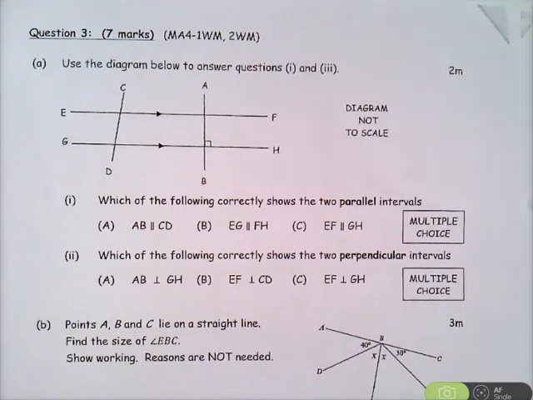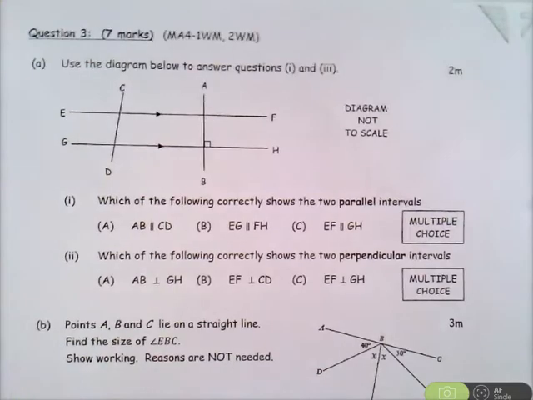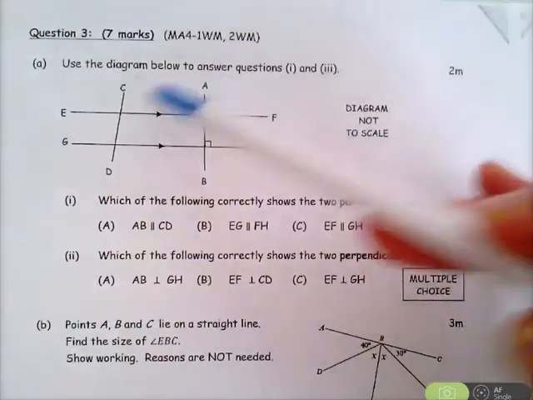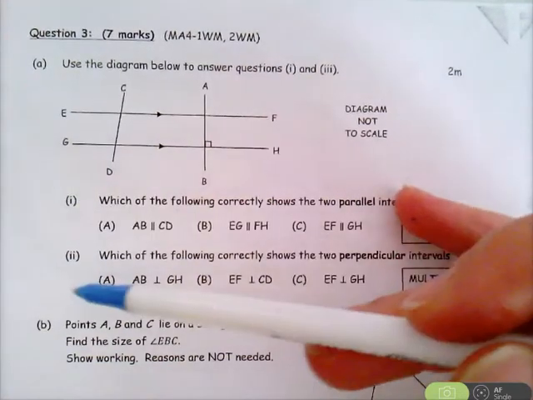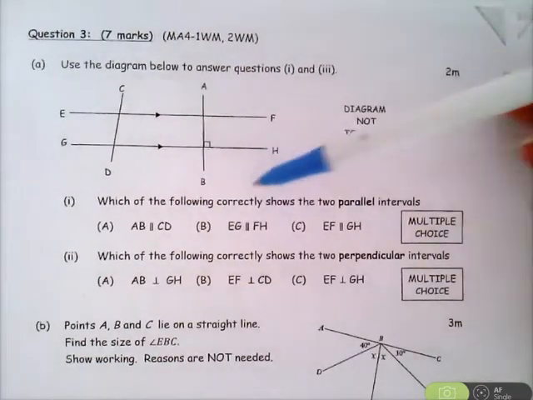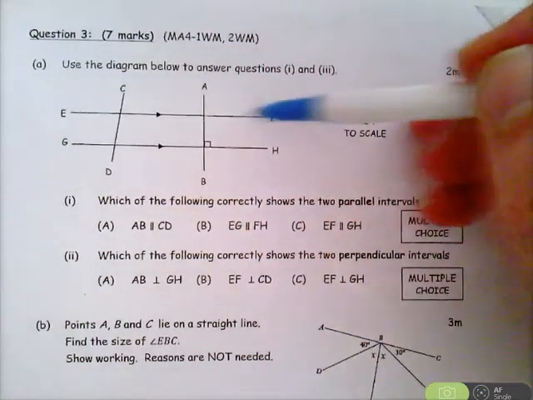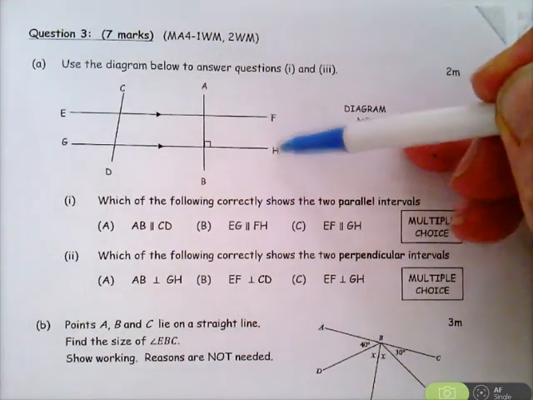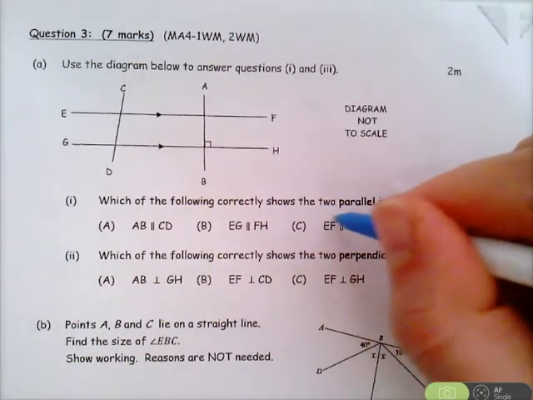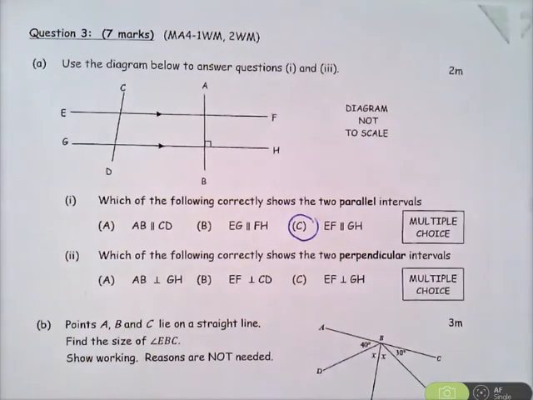Okay, now I'm going back to this paper to question 3, and then I'm going to look at question 4. This was the exam that you did, I think, either in term 3 or 2. It was the last geometry paper that you did, okay? Now, it says, use the diagram below to answer questions 1 and 2. And it says, which of the following correctly shows the 2 parallel intervals? Now I can see that EF and GH are parallel. So I'm looking for EF and GH. So it's this one. EF is parallel to GH, so it's that one.